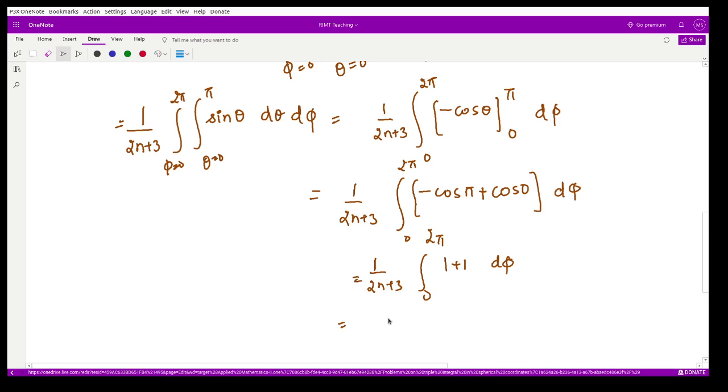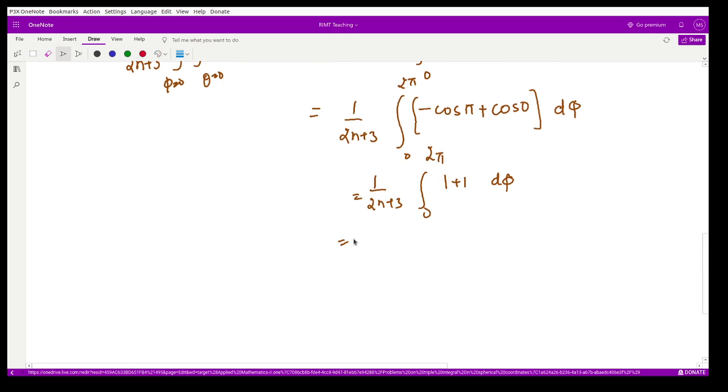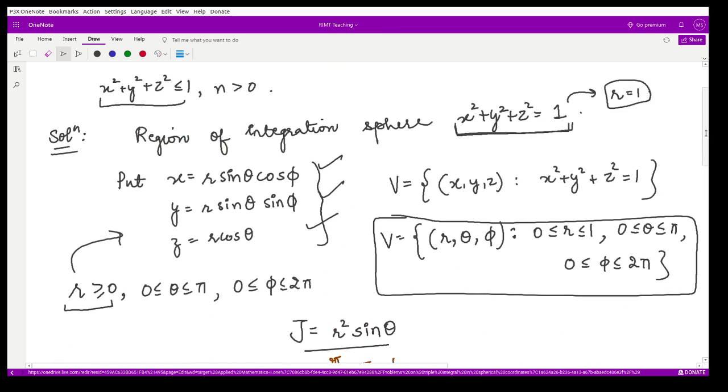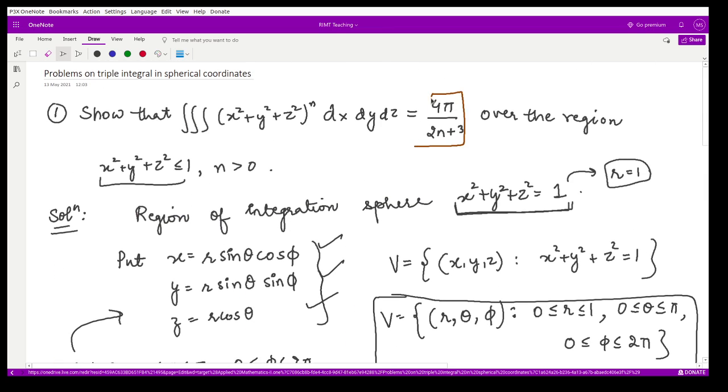So this quantity is equal to, 2 is also taken outside, and its integration would be 2 pi minus 0. So finally the answer is 4 pi by 2n plus 3. So this is the answer, and this is what we wanted to prove here in the given question. So now let us move on to the next question.